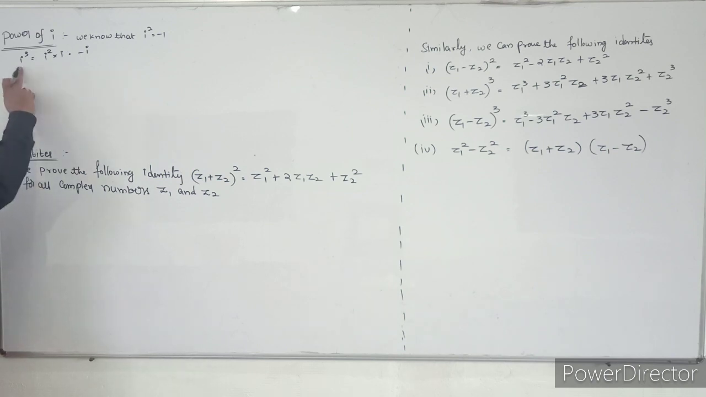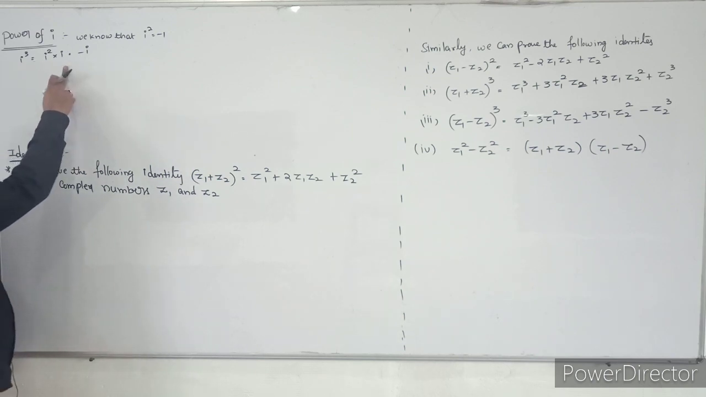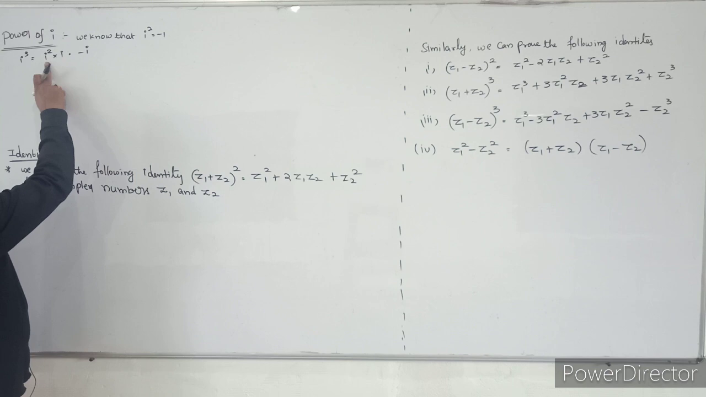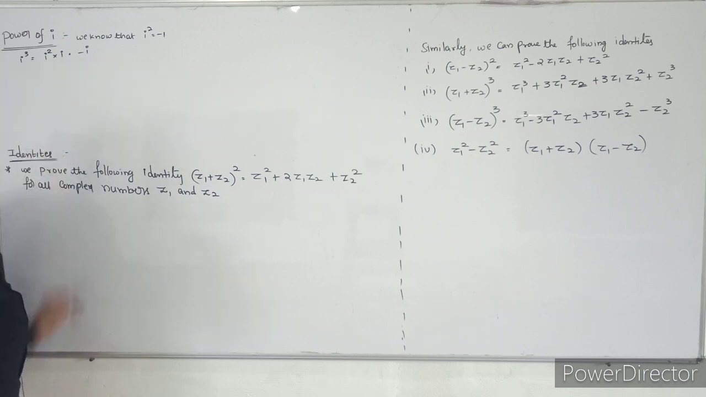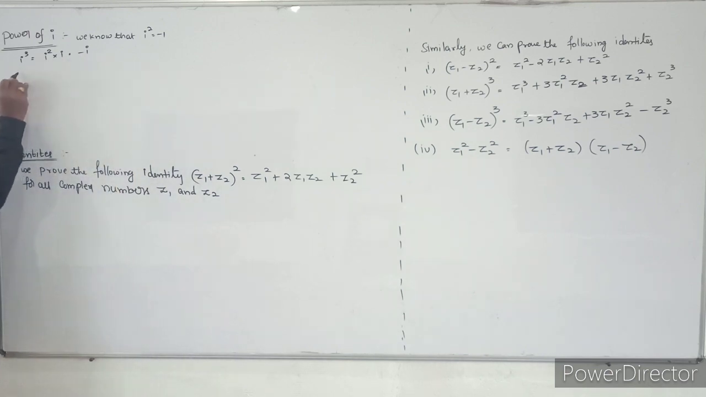That's all. I cube you can write as i square into i. The i square value is minus 1, minus 1 into i becomes minus i. Similarly, you can take i power 4. What is i power 4? I power 4 can be written as i square whole square.